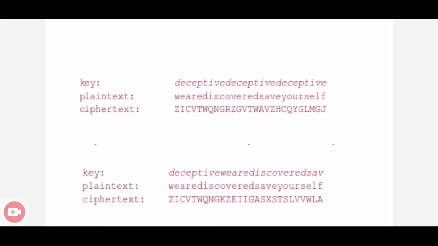So by using the Vigenere table, we can again convert this plain text into cipher text. Then you can see the cipher text in the first figure and the cipher text in the second figure are different. So the key determines the cipher text. If you are using one type of key, then we get one cipher text. If you are using another type of key, we can get another cipher text. That is actually the benefit of this polyalphabetic cipher. Clear?